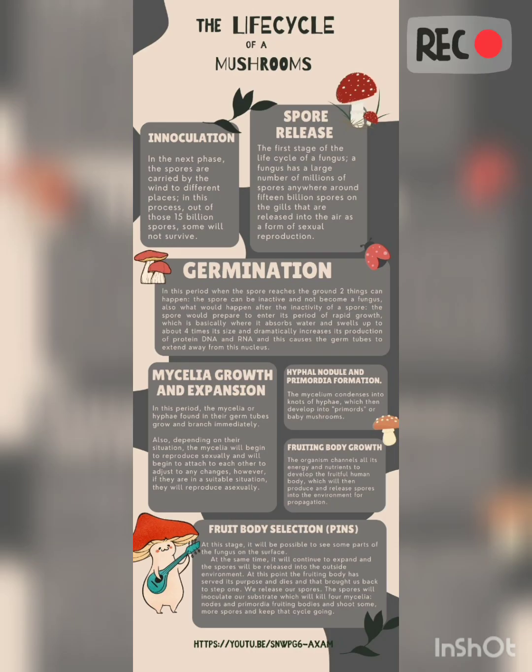The life cycle of a mushroom. Spore release. The first stage of the life cycle of a fungus has a large number of millions of spores, anywhere around 50 billion spores on the gills, that are released into the air as a form of sexual reproduction.